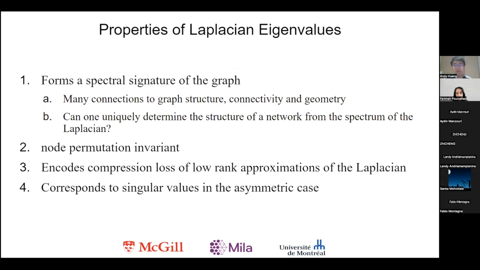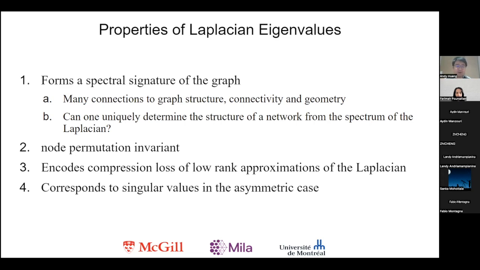Okay, so here to motivate a little bit more on why we choose to use the Laplacian eigenvalues to summarize the graph snapshots. The first thing is that they form a spectral signature of the graph. So the eigenvalues actually reflect the graph structure, connectivity, and geometry. For example, a well-known theorem is that the number of connected components of the graph is equal to the number of zero eigenvalues in the Laplacian spectrum.